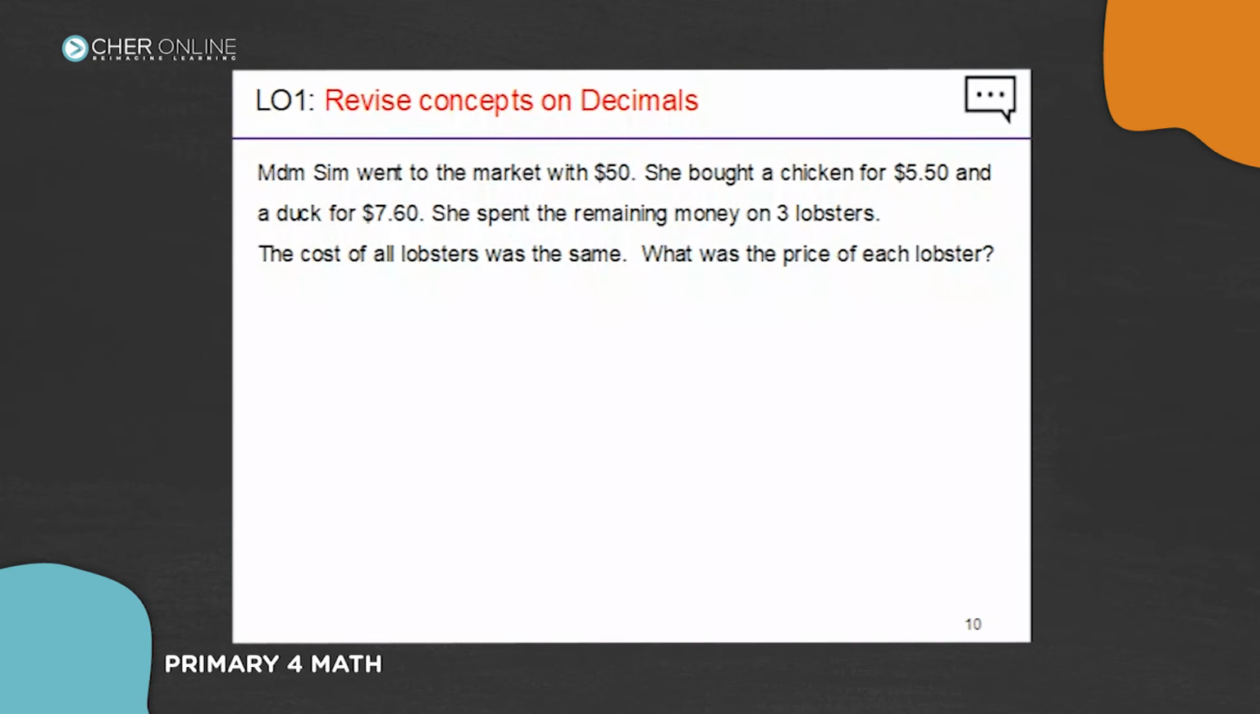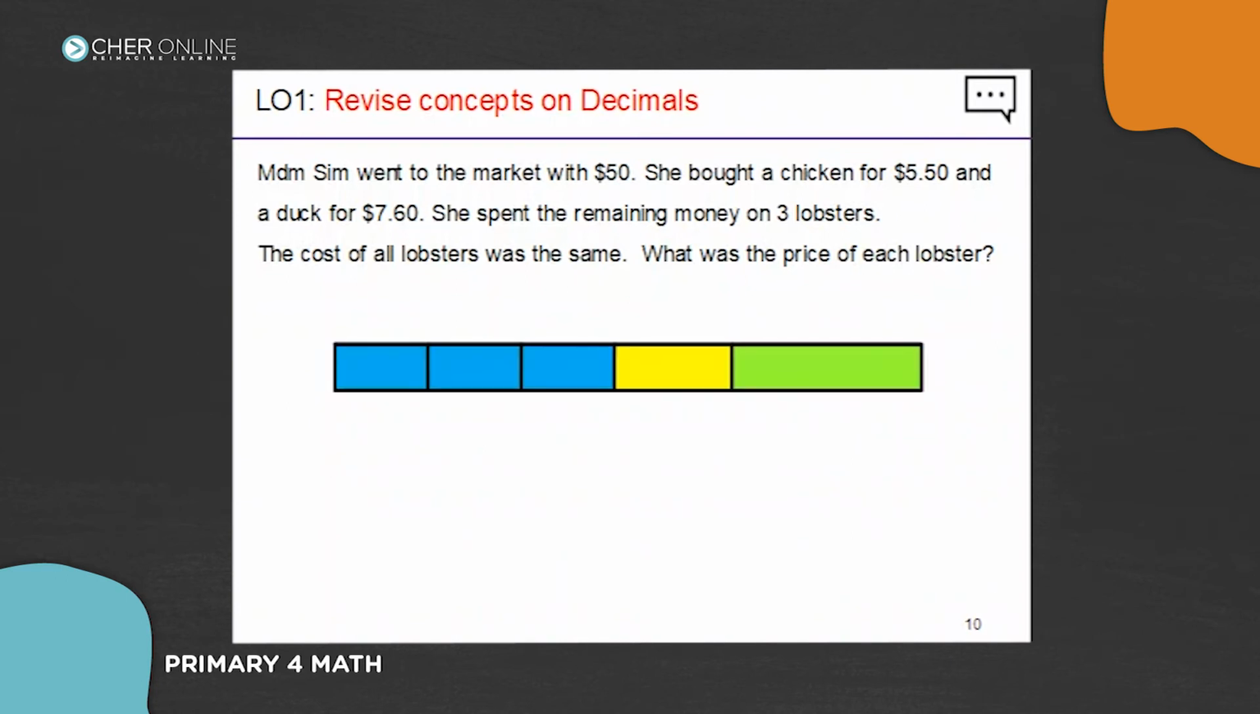Continue. Madam Sim went to the market with $50. She bought a chicken for $5.50 and a duck for $7.60. She spent the remaining money on 3 lobsters. Yummy. The cost of all lobsters was the same. What was the price of each lobster? So let's look at it. Okay, chicken is $5.50 and duck is $7.60.